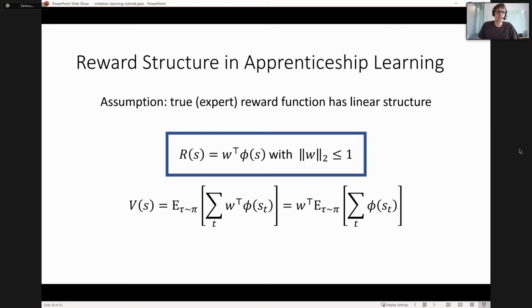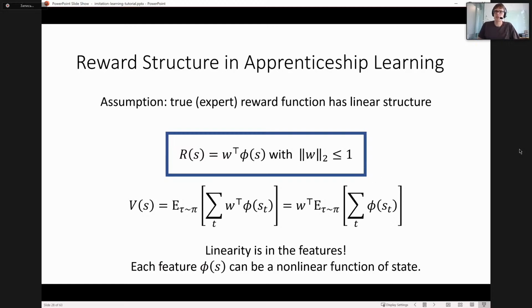And then once I know that the reward is a dot product, I know that a value function in an MDP is just a sum of rewards over time. So I have a sum, I have an expectation, which is a linear operator, and then I have a dot product inside. And because all these things are linear, I can just pull out the dot product. What I get is that a value function is a dot product between this weight vector W and an expectation over features, right? And because the return is just a type of value function, this holds for the return as well. I just wanted to stress one important thing: when I said it's linear, the linearity is in the features. Each feature, phi of s, can be a nonlinear function of state. So the setup here is similar to linear regression.